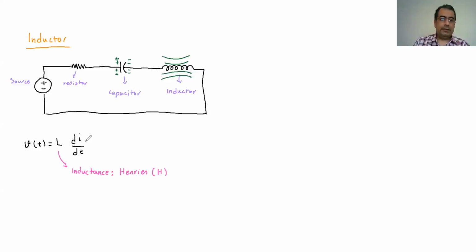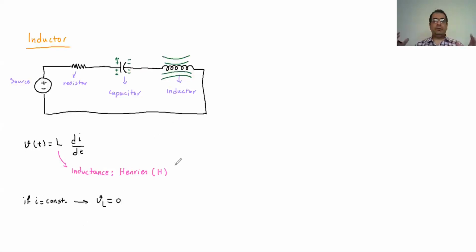And what you can see here is that if you want to have the voltage in that inductance, you have to have a change in the current. In other words, if I is constant, then the voltage in the inductor is going to become 0. If there is no change in the current, the voltage across the inductance becomes 0.